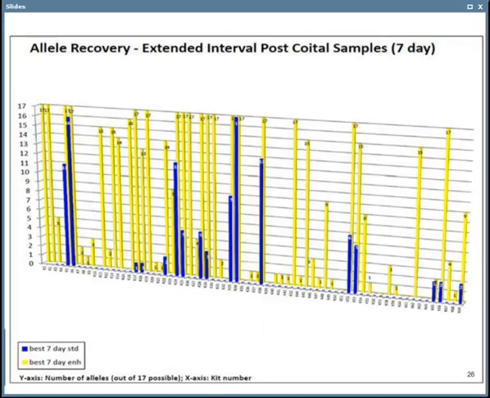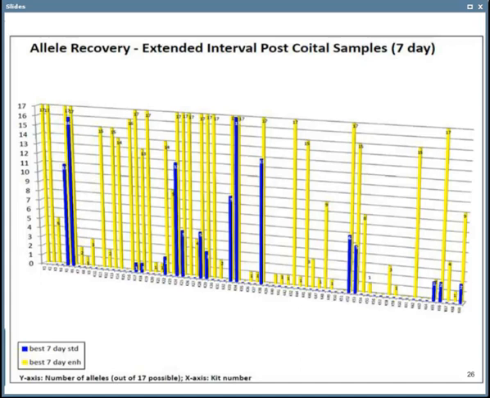To summarize some of the results, we had 84 samples from the 28 couples, at 4, 7, and 9 days. And what this graph shows is, on the x-axis, all the different donors, and on the y-axis, the allele recovery in terms of Yfiler. You can see there are 17 alleles on the y-axis.